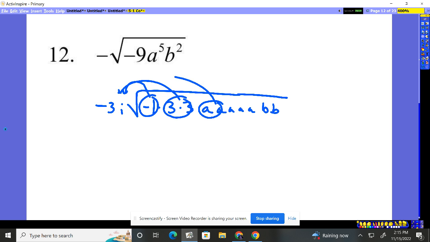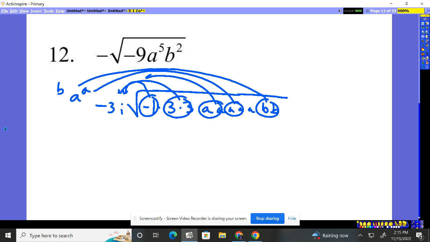No big deal. And an a is going to come out here. Another a is going to come out here, getting a little sloppy out there. And then Mr. b. Well, let's clean all this mess up. So we have -3a squared b, and then an i, root. Who is left behind? Just simple a. And there we have it.